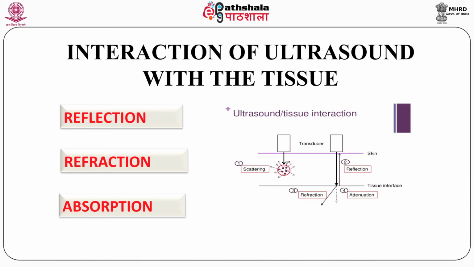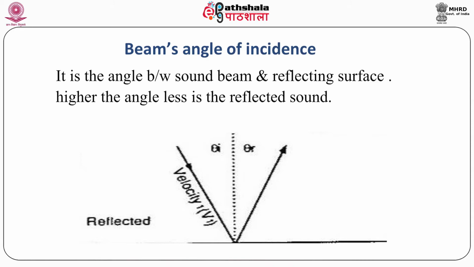As you can see in this figure, the sound wave is coming over here, and a portion of the sound wave is reflected back, which is called echo. Now the angle of incidence, as in this figure: the higher the angle of incidence, the less the amount of reflected sound waves. So this angle should be less than 3 degrees.